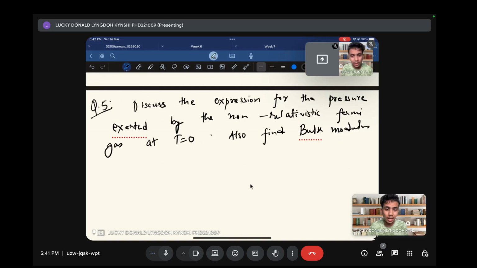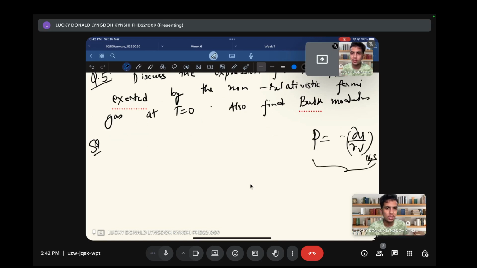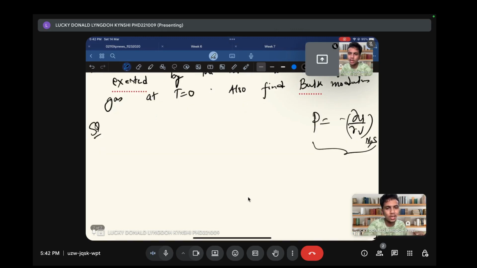In the last question also, or the first question, we solved the pressure. So how do you solve the pressure? First you need to know the energy, because from del U by del V you will get the pressure. Remember that pressure is minus del U by del V at constant entropy. This is the formula we have already seen in the last class. So now what I'm trying to do is again discuss what the energy is, and once we get the energy, then we can easily calculate the pressure.